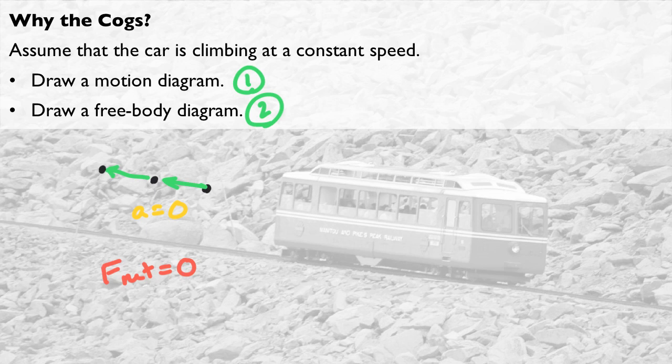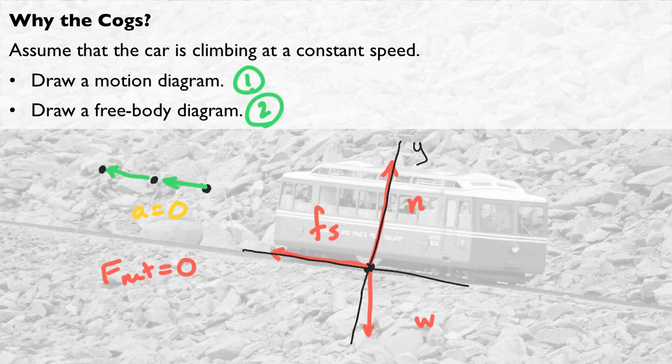The free body diagram looks like this. I'm going to have a normal force, which is perpendicular to the track. I'm going to have a friction force, which is parallel to the track. And I have a weight force, which acts straight downward. Now, I'm going to do an unusual thing in this problem. I'm going to take a non-traditional x and y axis. My y-axis is perpendicular to the slope, so it goes like this. I'm going to take an x-axis that is parallel to the slope, and it looks like this.